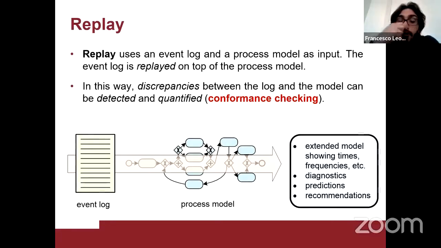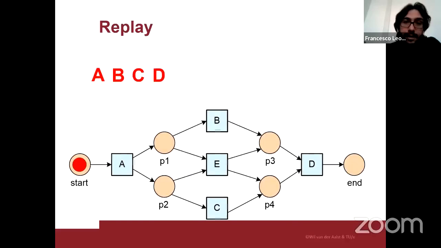behavior. Of course, if we have an event log and a process model, we do not only want to understand whether these two things are somehow different from each other, but we also want to quantify this difference. And this is what conformance checking does. The goals of conformance checking are different. You can do diagnostics, you can do prediction, you can do recommendations about the model, etc.